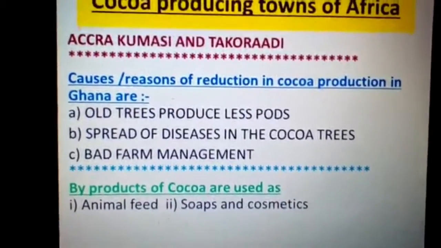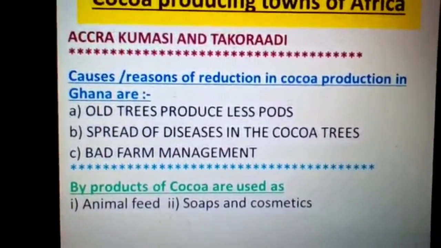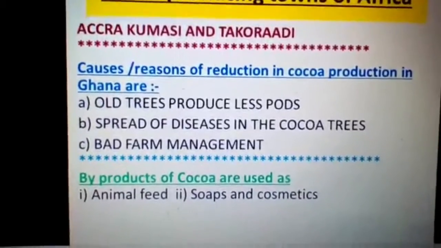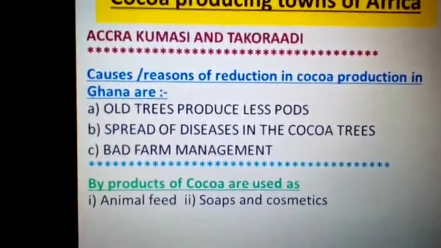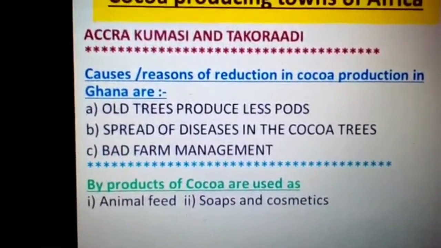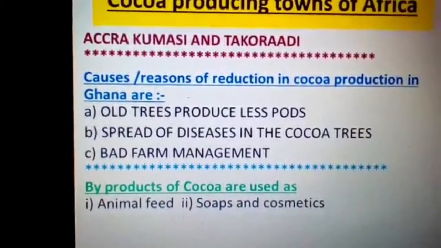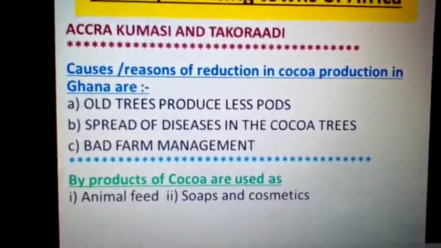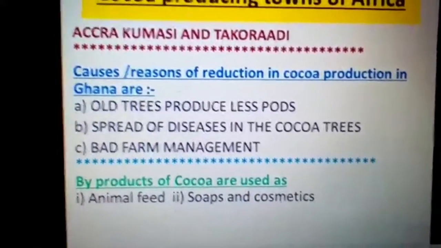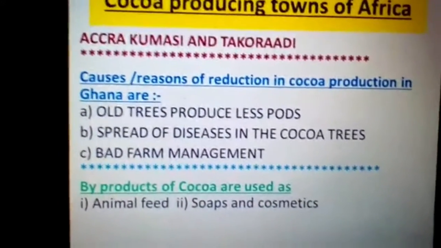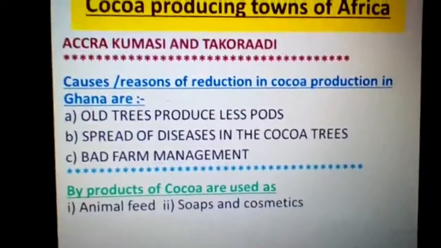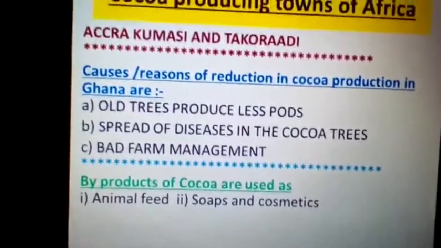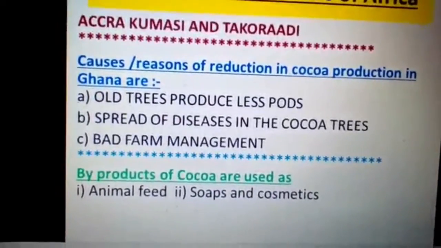Next is the byproducts of cocoa. There are just two basically, that is the animal feed. That means they are used to feed the animals, whatever is left. And they are also used in soaps and cosmetics. You must have heard about the cosmetics in which they say cocoa butter is being used. What is the cocoa butter? The pulp in between which the beans are there. The pulp is removed and then it is dried. So all of that is also used as a byproduct of cocoa.